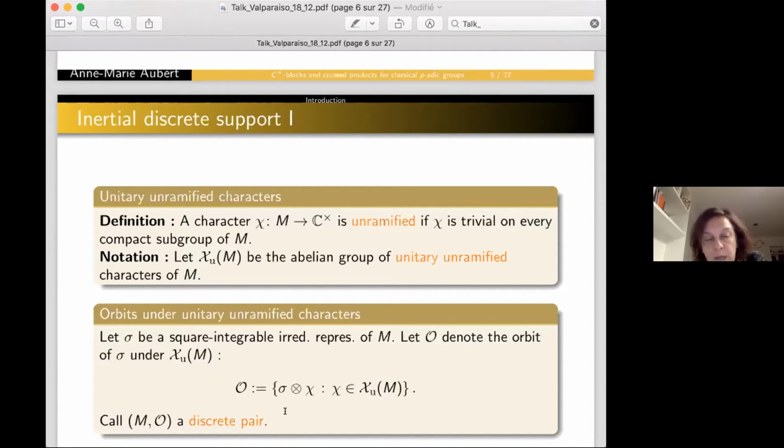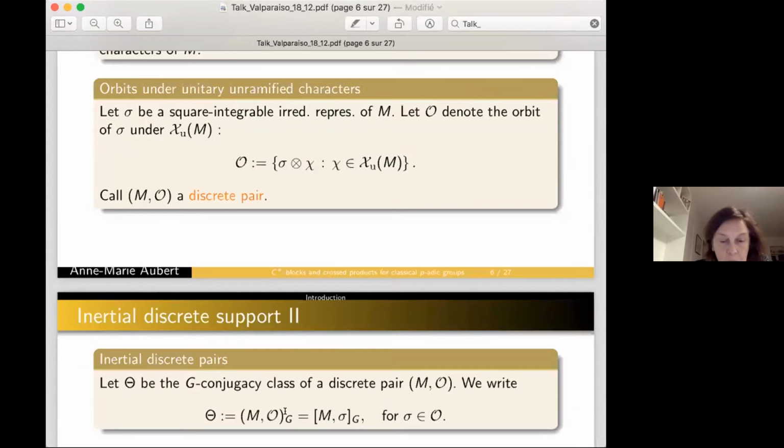If sigma is a square integrable irreducible representation of a Levi M, we will denote by O its orbit under the group of unitarily unramified characters. And we will call such a pair MO a discrete pair. So we are interested in the following object, which will be denoted by theta. Theta will be the G-conjugacy class of a discrete pair MO.